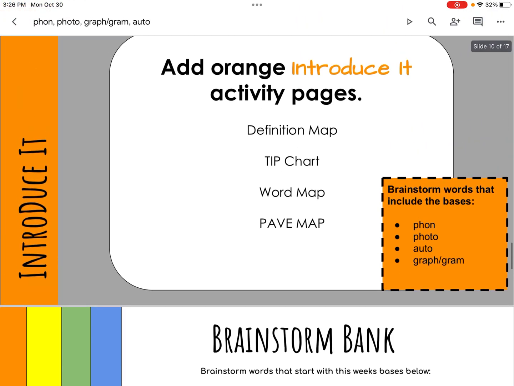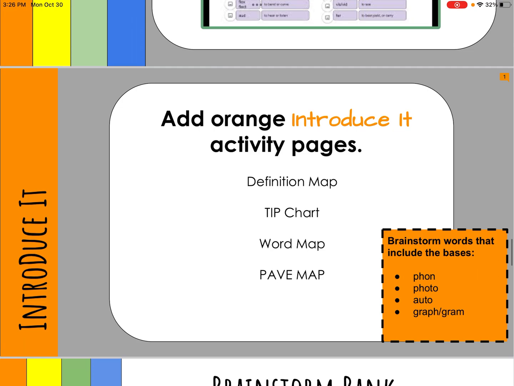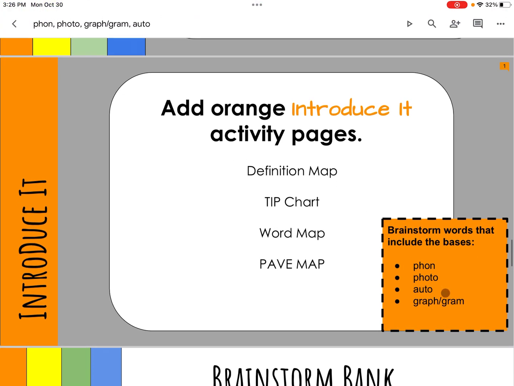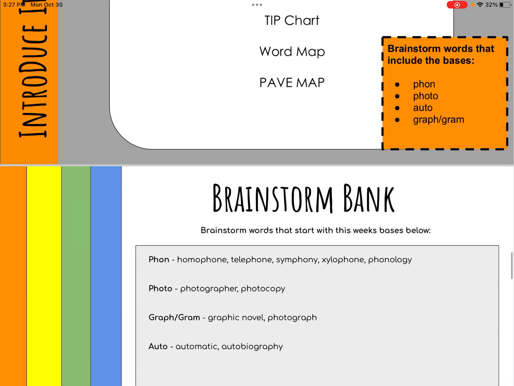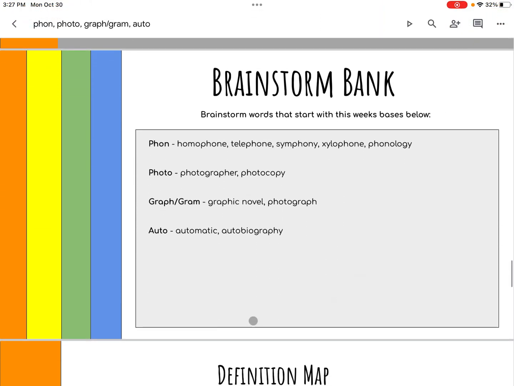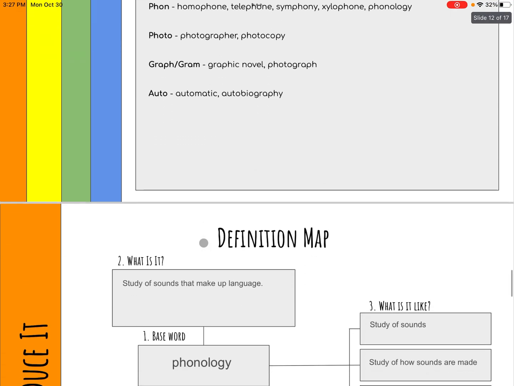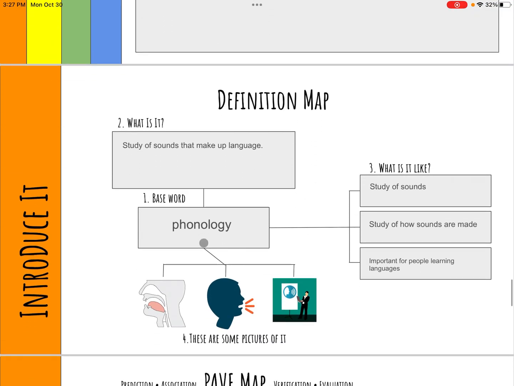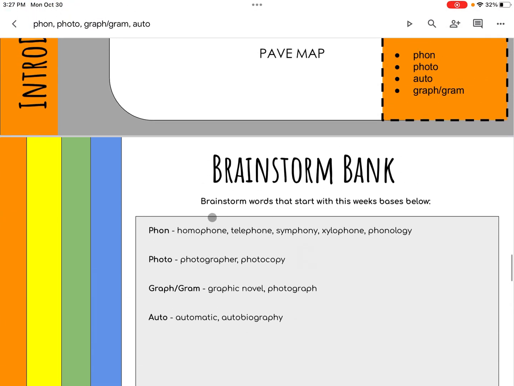Okay, so the first thing that we want to do is we are going to brainstorm what some words could be with these. So that's what I just did. So here's some words that have the base phon, photo, graph and gram, and auto, and this will help me with the next activities. So the definition map, this is, you're going to start with choosing one base word.